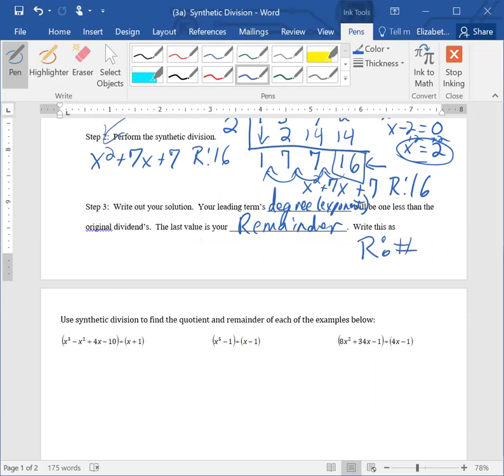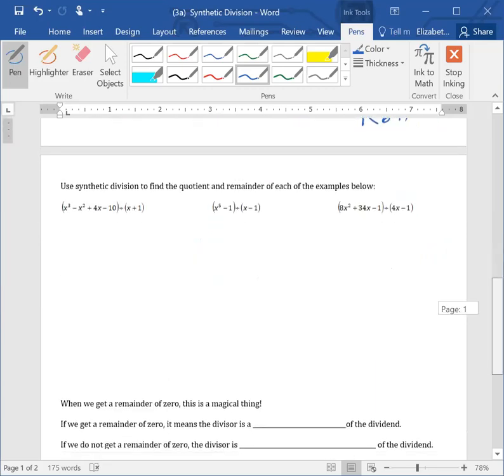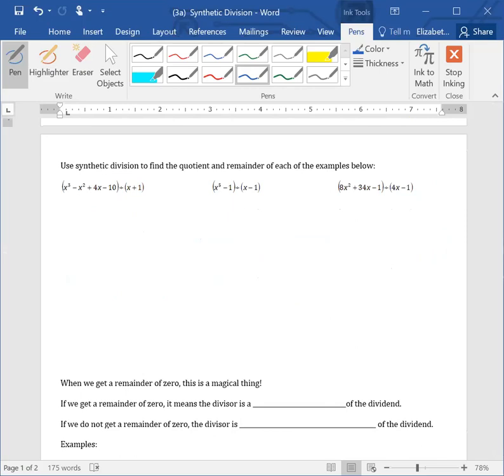Okay? All right, so let's do some examples. All right, so use synthetic division to find the quotient and remainder of each of the examples below. All right, so first thing we need to do, we need to find out what our outside number is. So x plus 1 equals 0. So x equals negative 1. Remember, subtracting 1 from both sides. So that's going to be our outside number.